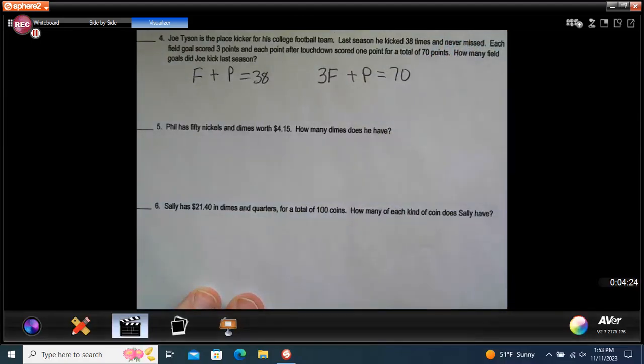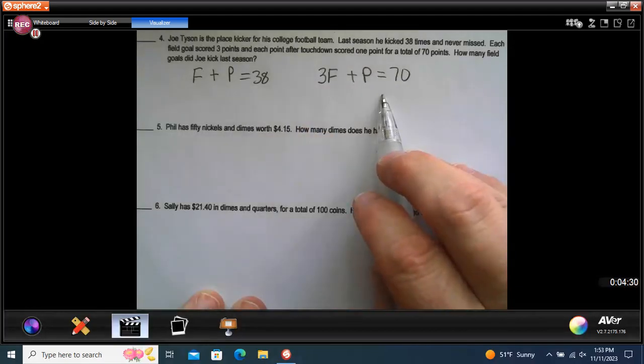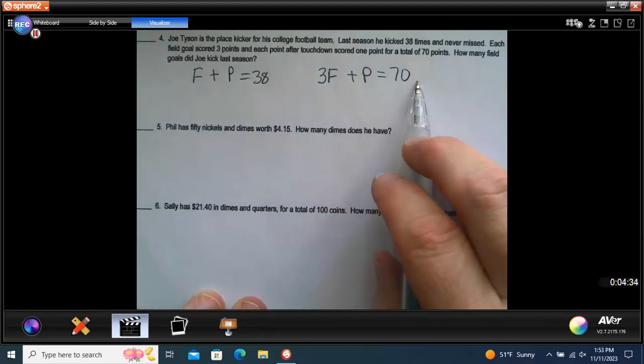And so there you go. Here's my number equation. Here's my value equation. Here's how many he did. This is what they're worth and how many points he scored. Okay.